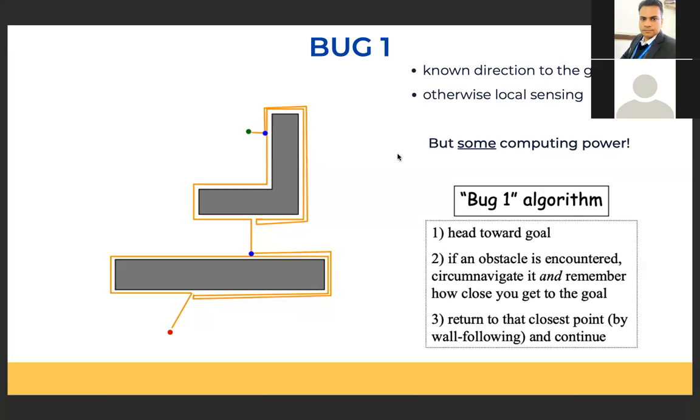So what do you think? Do you think this algorithm is complete? If I give it any sort of obstacle, do you think it can generalize to it? Anyone? Do you think bug one gives me a complete path? If I give it any sort of obstacle configuration, it can always reach the goal point. What do you say?